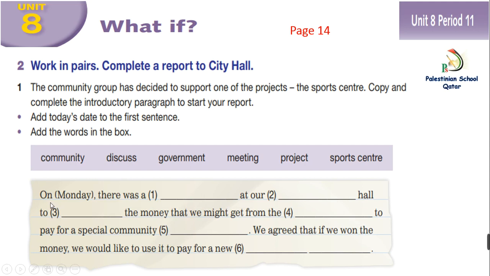Let's read. On Monday, there was a meeting at our community hall to discuss the money that we might get from the government to pay for a special community project. We agreed that if we won the money, we would like to use it to pay for a new sports center. This is an introductory paragraph to the report.